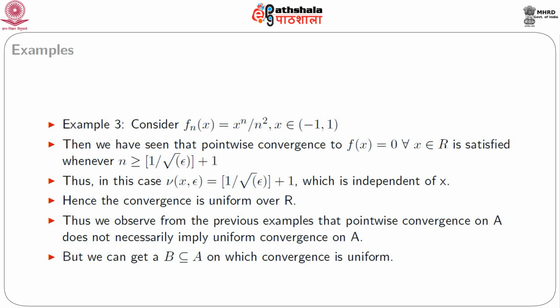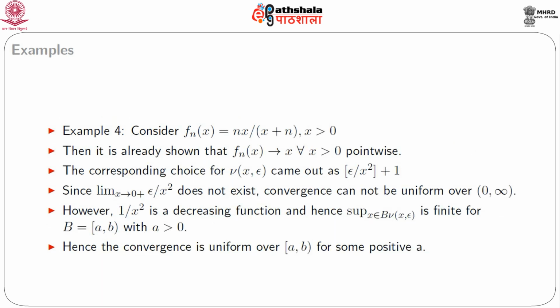Thus, we observe from the previous examples that pointwise convergence on A does not necessarily imply uniform convergence on A. Actually, in this example we get pointwise as well as uniform convergence over the same interval, but in the previous example we have seen pointwise convergence on a greater set and uniform convergence on a subset.